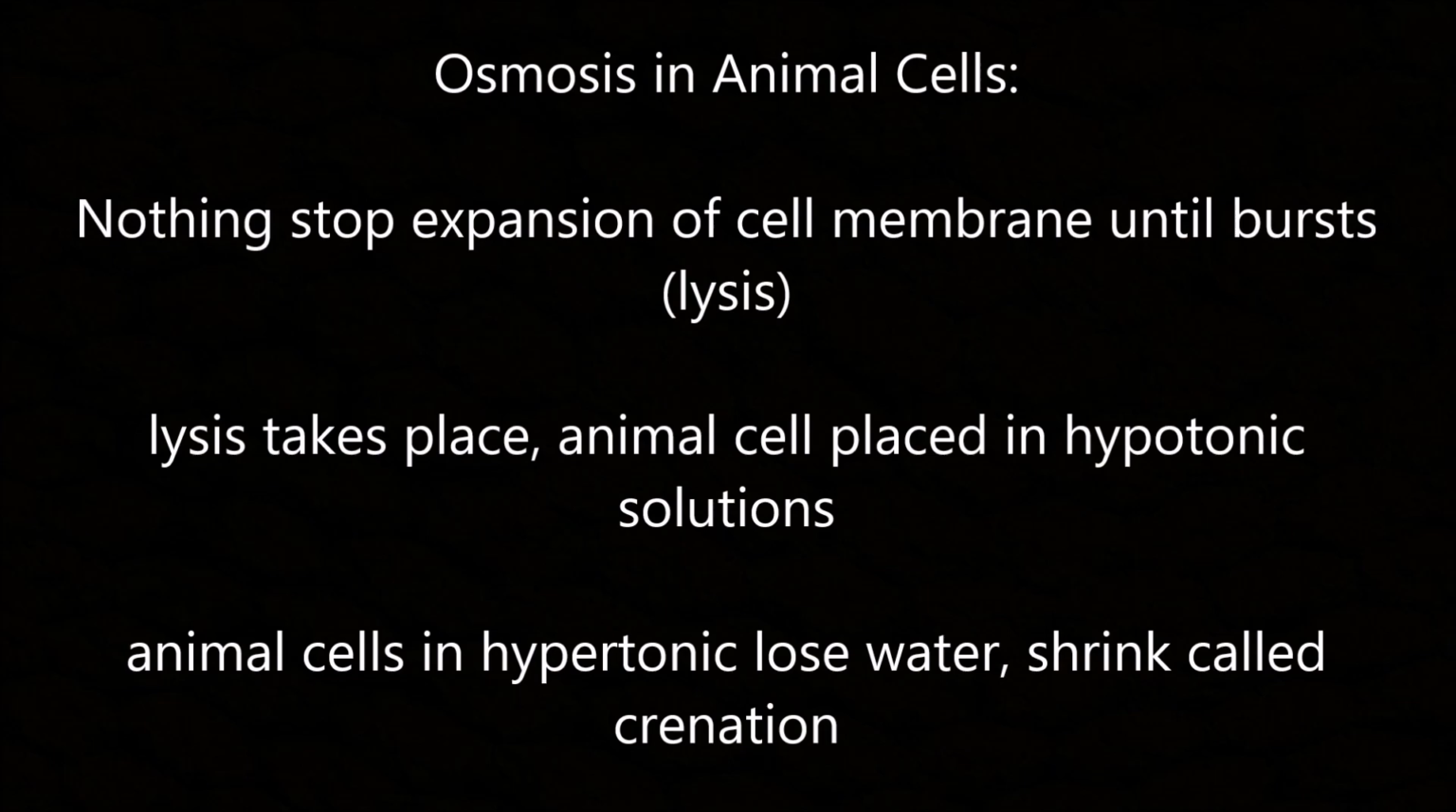Osmosis in animal cells. Nothing stops the expansion of the cell membrane until it bursts, which is called lysis. Lysis takes place when the animal cell is placed in a hypotonic solution, and an animal cell in a hypertonic solution loses water and shrinks, which is called crenation.